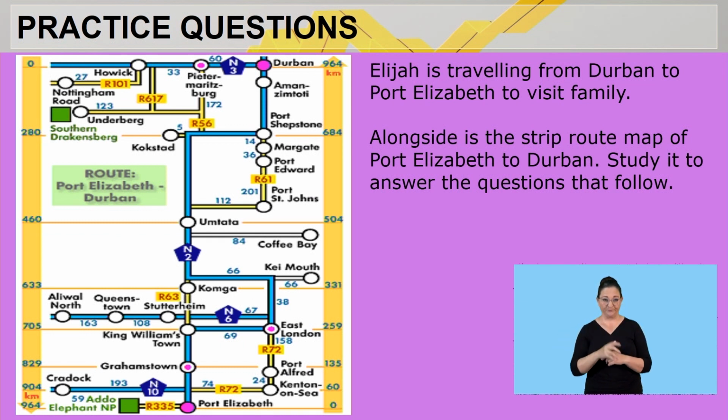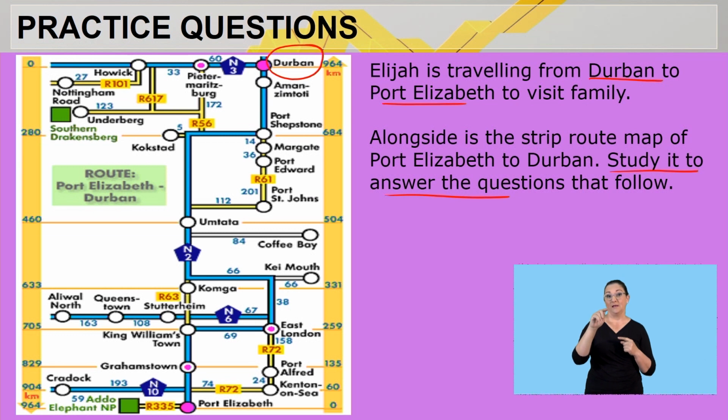Alright, now let's focus on the part that says study it in order for you to answer the questions to follow. Alright, so you can see a whole lot of things is happening on this strip route map. So we need to make sense of what is here. Okay, so we are saying that Elijah is traveling from Durban to Port Elizabeth. Now let's find our places of interest. Here I see is Durban, right, and right at the end is Port Elizabeth. Guys, are we clear on that?